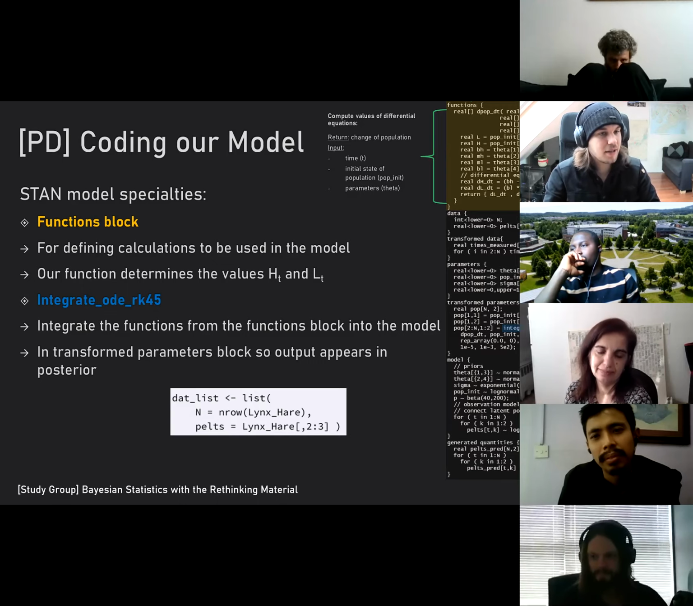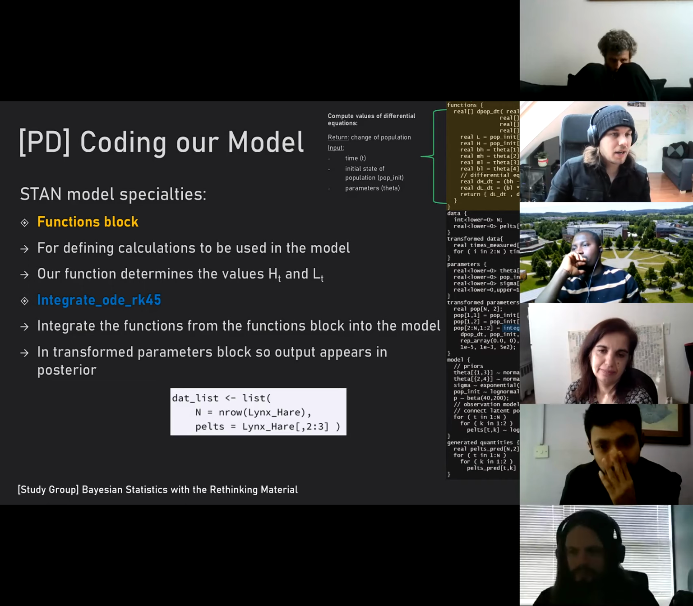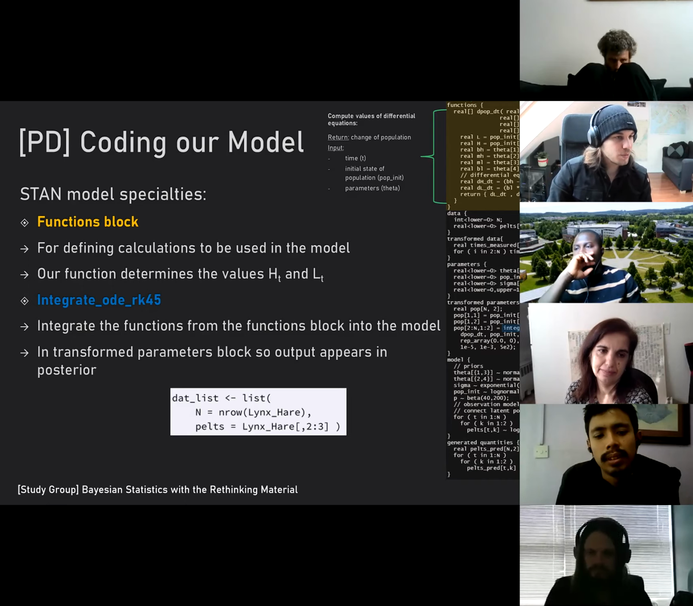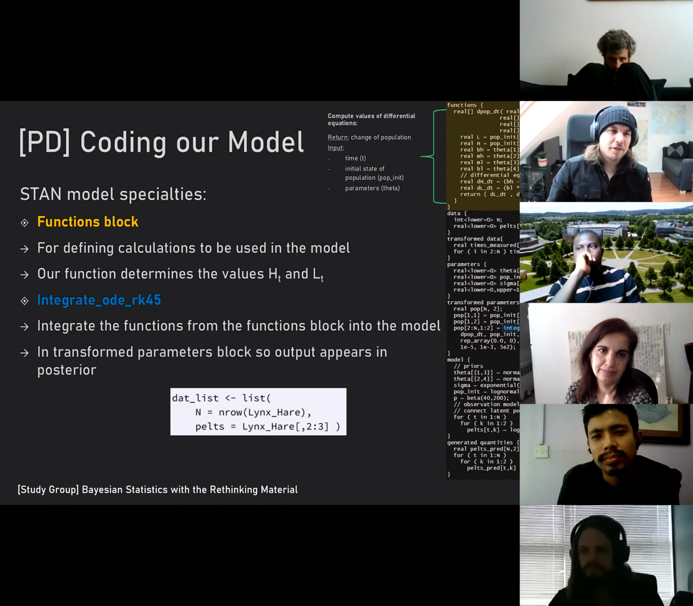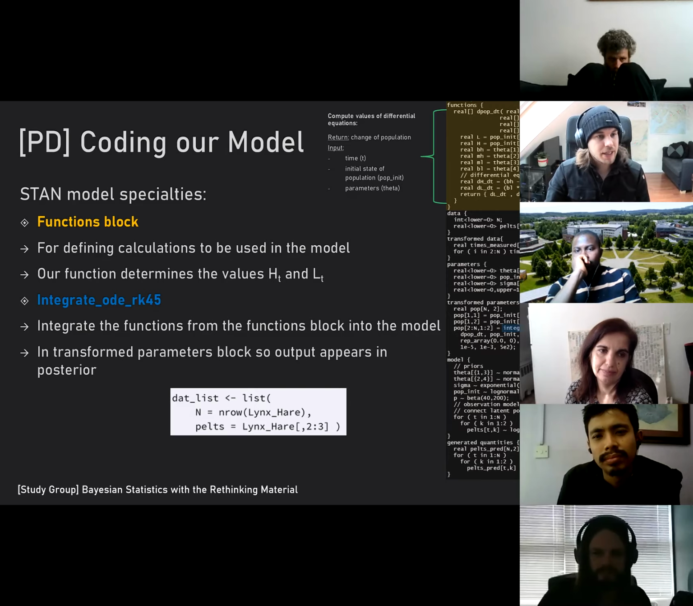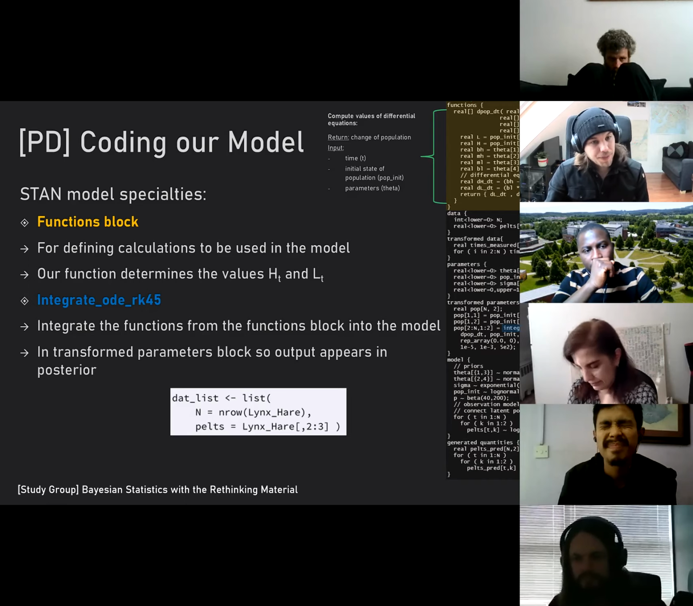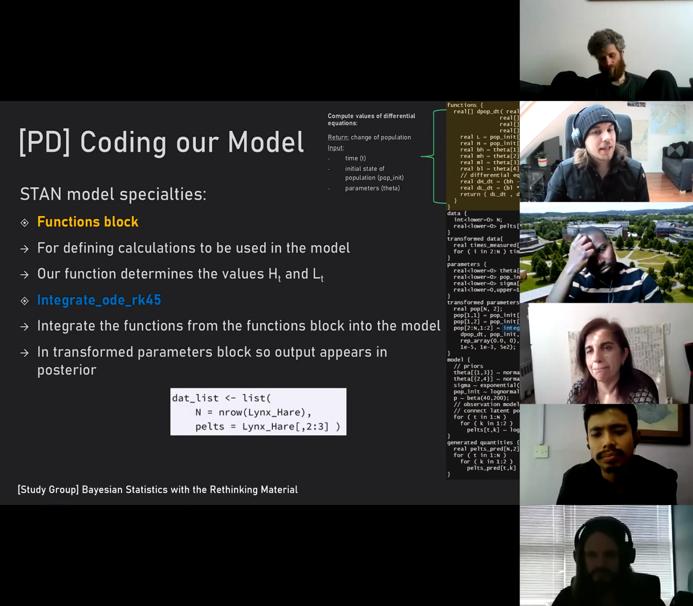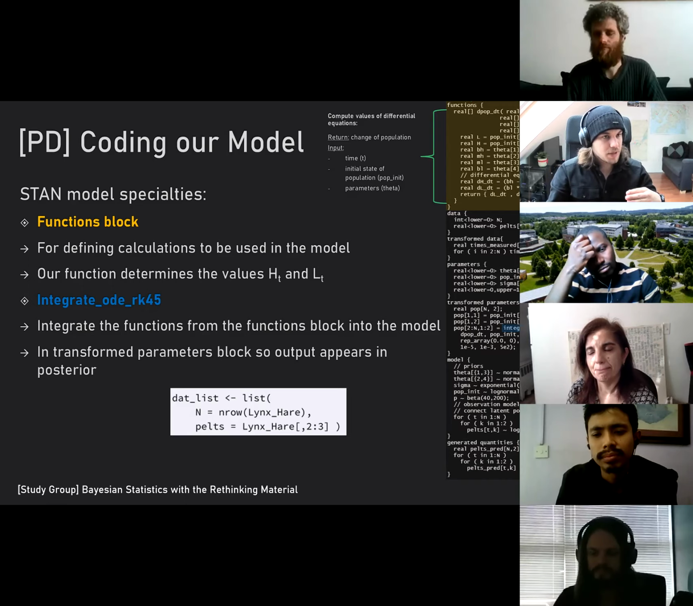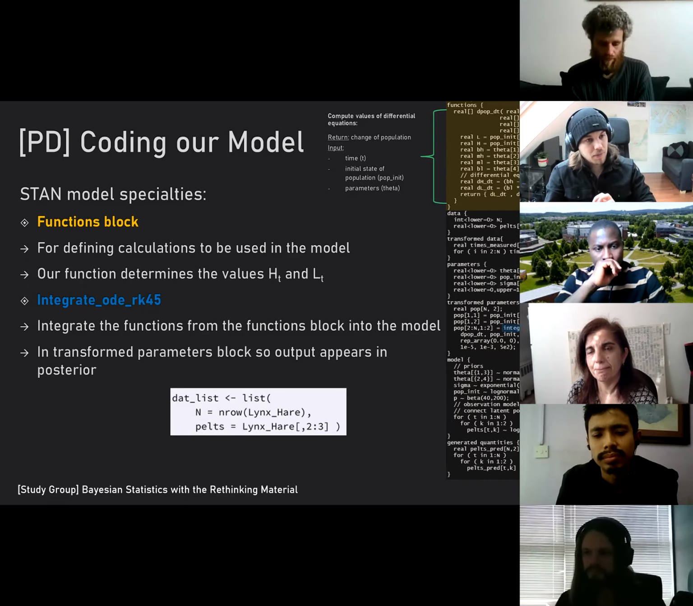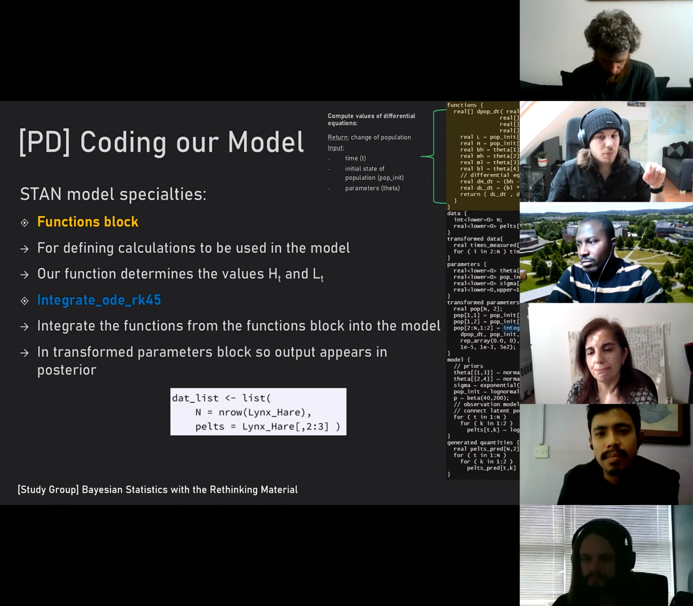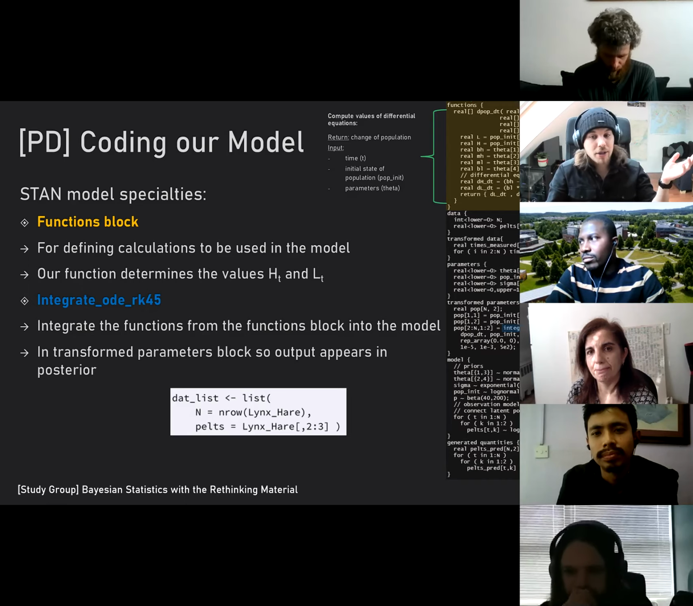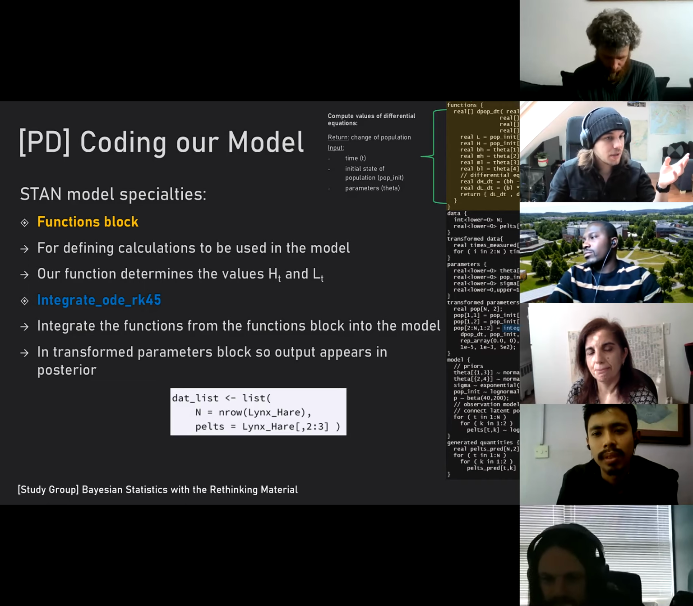Exactly. This is where the next speciality of this code comes in. The thing that you just pointed out, the integrate_ode_rk45, which is Stan's very unfortunately named way of integrating the functions which we wrote into the functions block into our actual model. We have put this into the transformed parameters block so that our output appears in the posterior. So if we want to do extra calculations in our model that we want to be tracked in the posterior, then we need to just put it into the transformed parameters block or in the generated quantities block. I think both of them do that function.